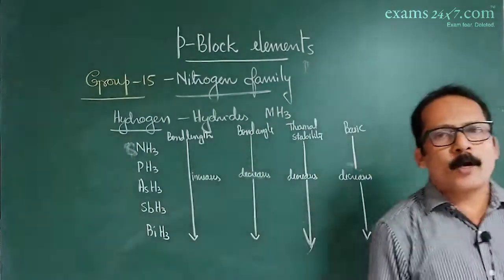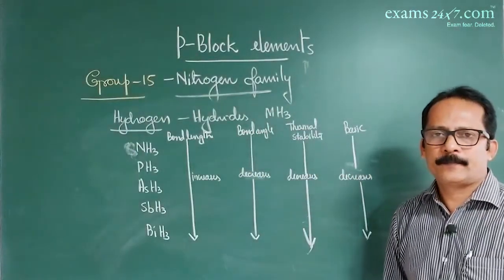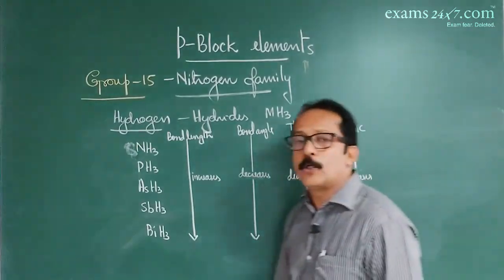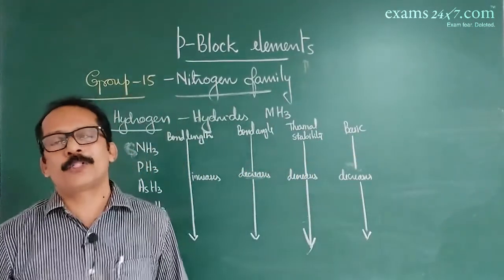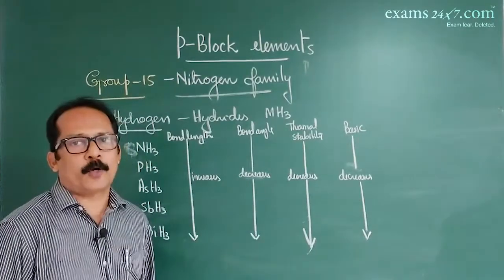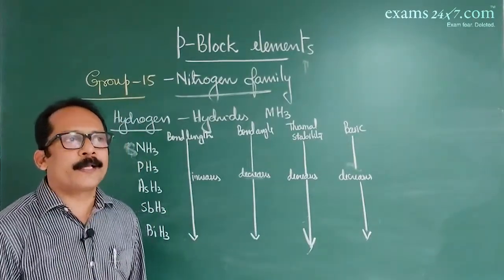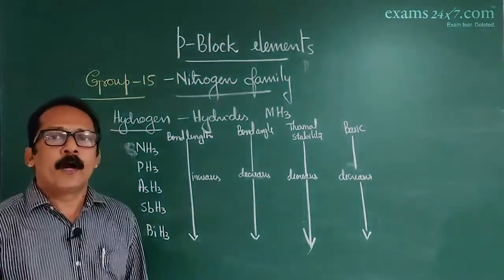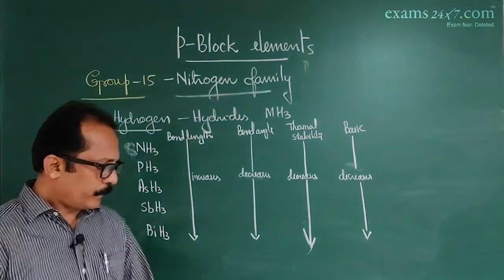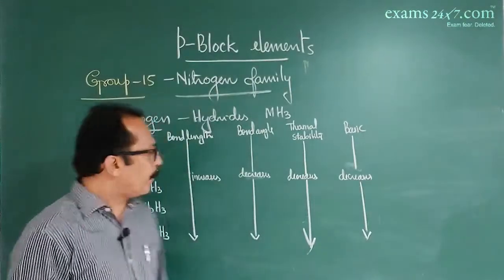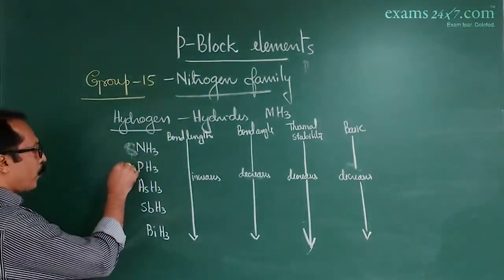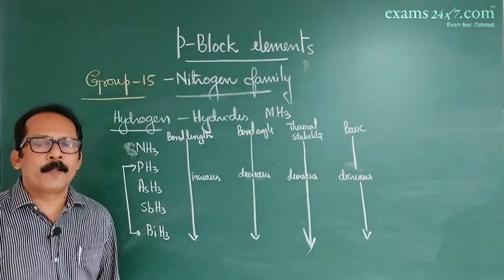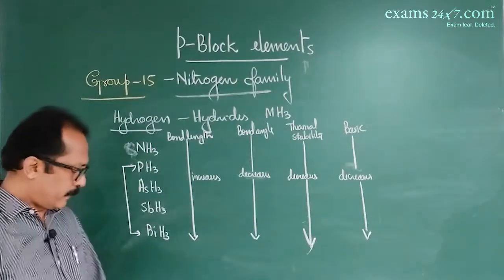Now, it's about the melting point and boiling point. Ammonia has a high boiling point due to intermolecular hydrogen bonding. It can form hydrogen bonds, and the type of hydrogen bonding is intermolecular hydrogen bonding. Therefore, the boiling point of ammonia is highest. Boiling point decreases from phosphine to bismuthine.